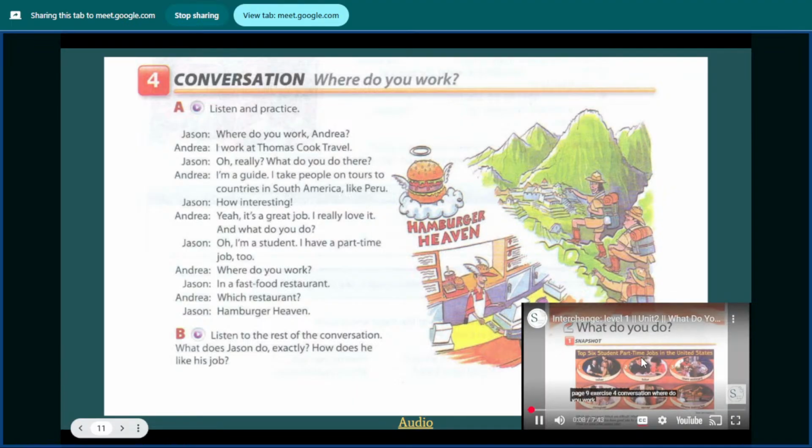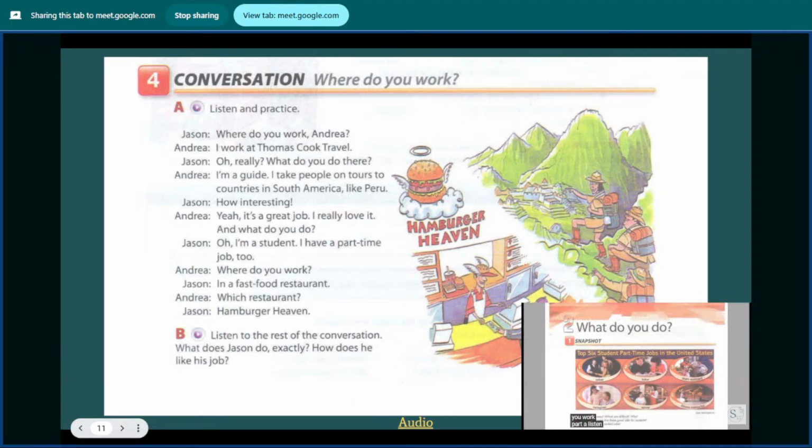Conversation. Where do you work? Part A. Listen and practice. Where do you work, Andrea? I work at Thomas Cook Travel. Oh, really? What do you do there? I'm a guide. I take people on tours to countries in South America, like Peru. How interesting. Yeah, it's a great job. I really love it. And what do you do? Oh, I'm a student. I have a part-time job, too. Where do you work? In a fast food restaurant. Which restaurant? Hamburger Heaven.